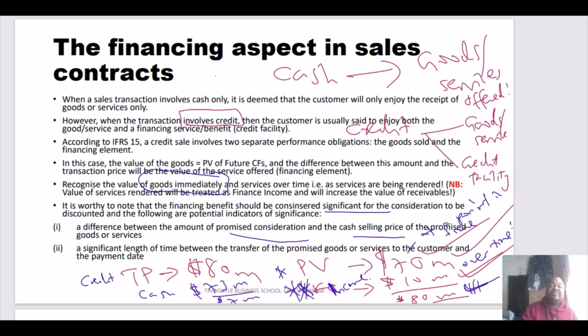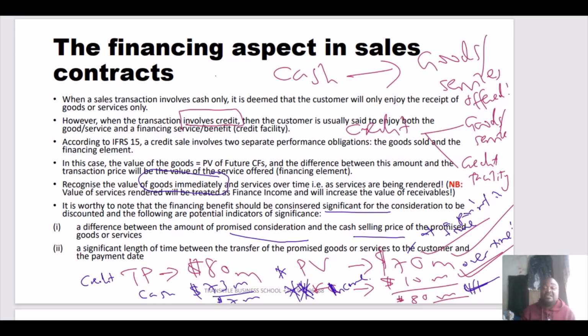Then, number two, a significant length of time between the transfer of goods or services to the customer and the payment date. So sometimes we transfer the goods today and then we are going to receive payment in 2 years or 3 years or even 1 year, then that's a significant financing facility to somebody. They would have spun the goods and made some money, right? So those are the two indicators.